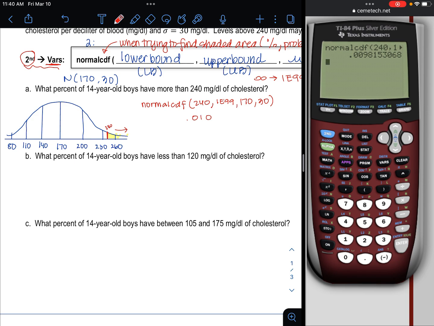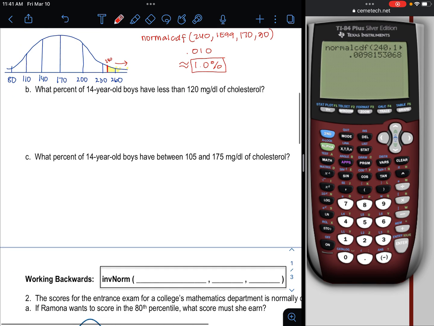So I'm going to say 0.010. Now that is not written as a percentage, I should say. So now let's write it as a percentage. So I'm going to say approximately, and then I'll move the decimal over 2 places to the right, and I get approximately 1.0%.